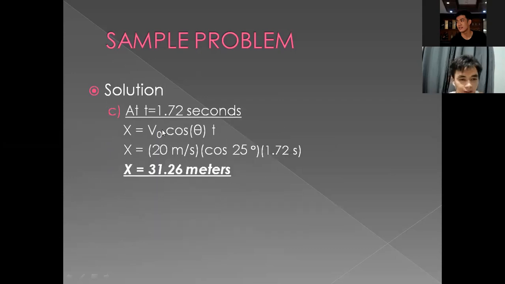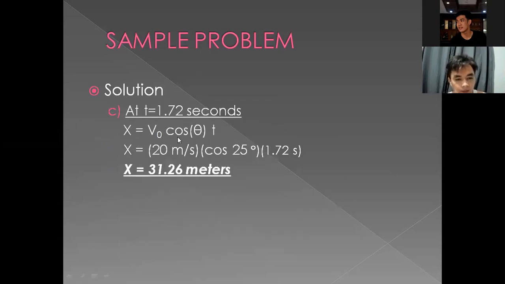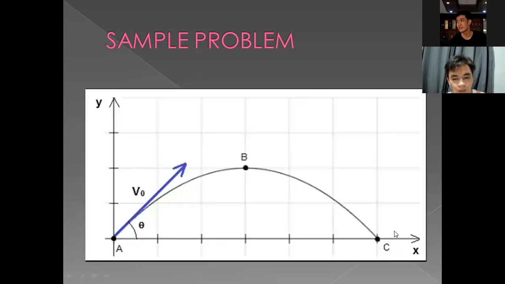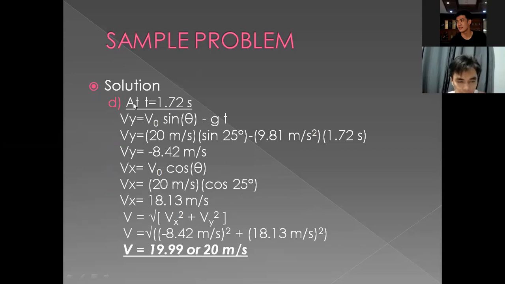So, proceed tayo sa letter C, which is the horizontal component. Yung horizontal distance niya from A to C. So, nakuha natin yung total time kanina, which is 1.72 seconds. And using the third equation, x equals initial velocity cos theta times t. Substitute mo lang lahat ng given. And makukuha natin is x equals 31.62 meters. Yan na yung letter C. Na from A to C, ang distance natin is 31.62 meters. And last sa letter D, yung t pa rin is gagamitin natin na 1.72 seconds.